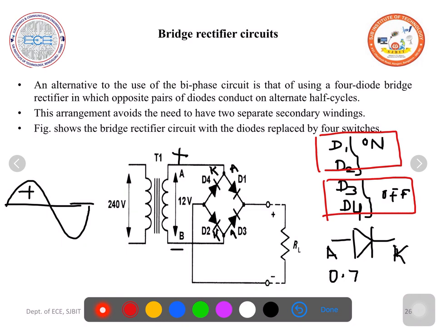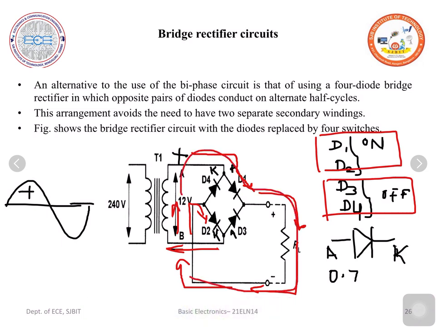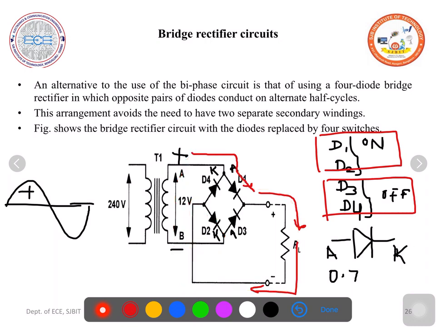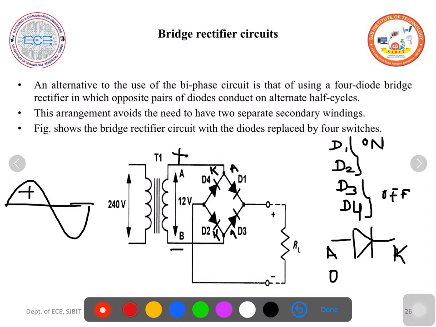Now let us check how the current flows. The current starts to flow from the positive here through D1, through the load resistance, through D2 back to the transformer. So it circulates like this. So this is the current flow through D1, D2 and RL. During the positive half cycle, the current will be carried by D1, RL, D2.